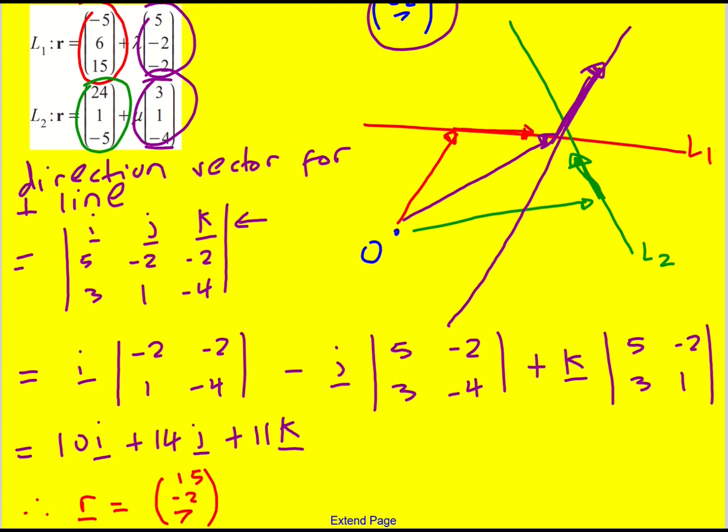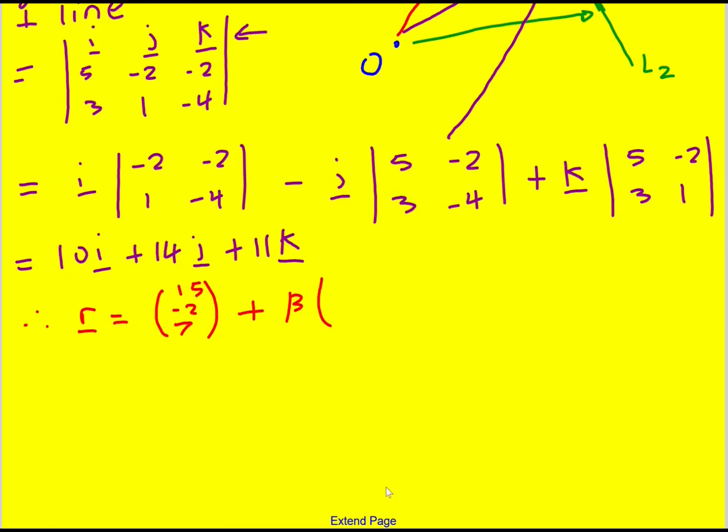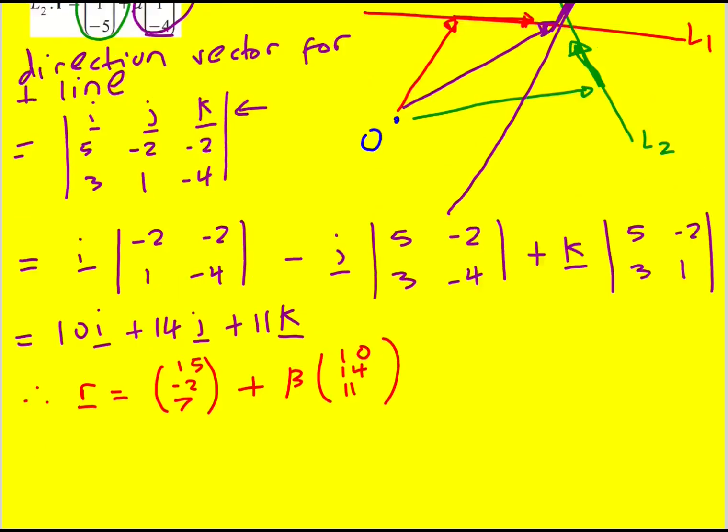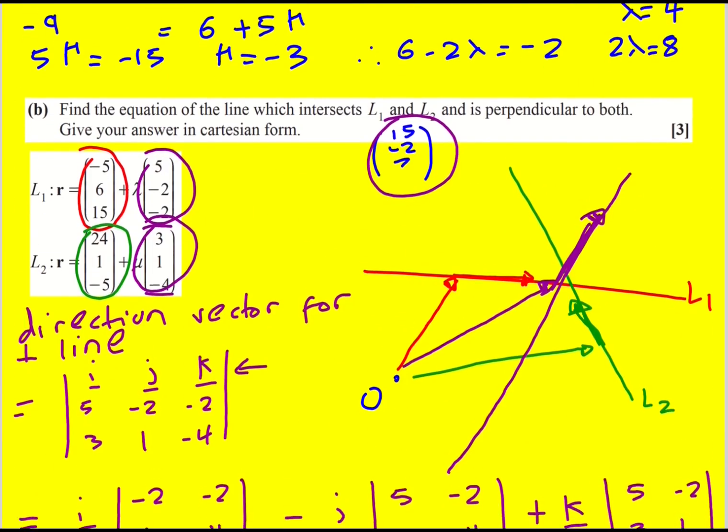That's to get onto the line. Then plus some scalar quantity. We've already used lambda and mu. I actually used beta. I think they use v in the answer. It doesn't really matter. And times 10, 14, and 11. Now that is the vector equation, but we're being asked to write it in Cartesian form. I'm going to do quite a lot of work here.